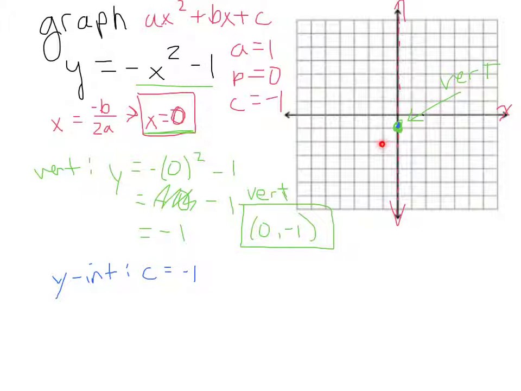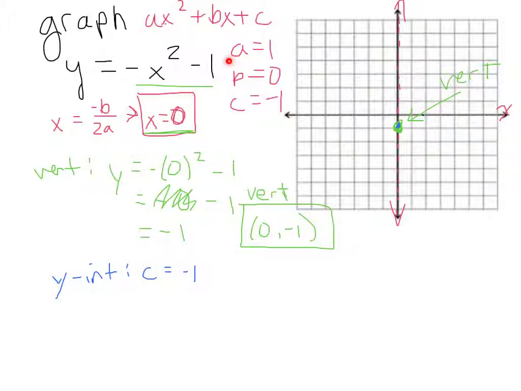The purpose of our table is to get more points. The reason why we can't use this y-intercept is because our axis of symmetry is on the y-axis. Is it always like that? No. Sometimes it is and sometimes it isn't. It depends on the b in our original function.